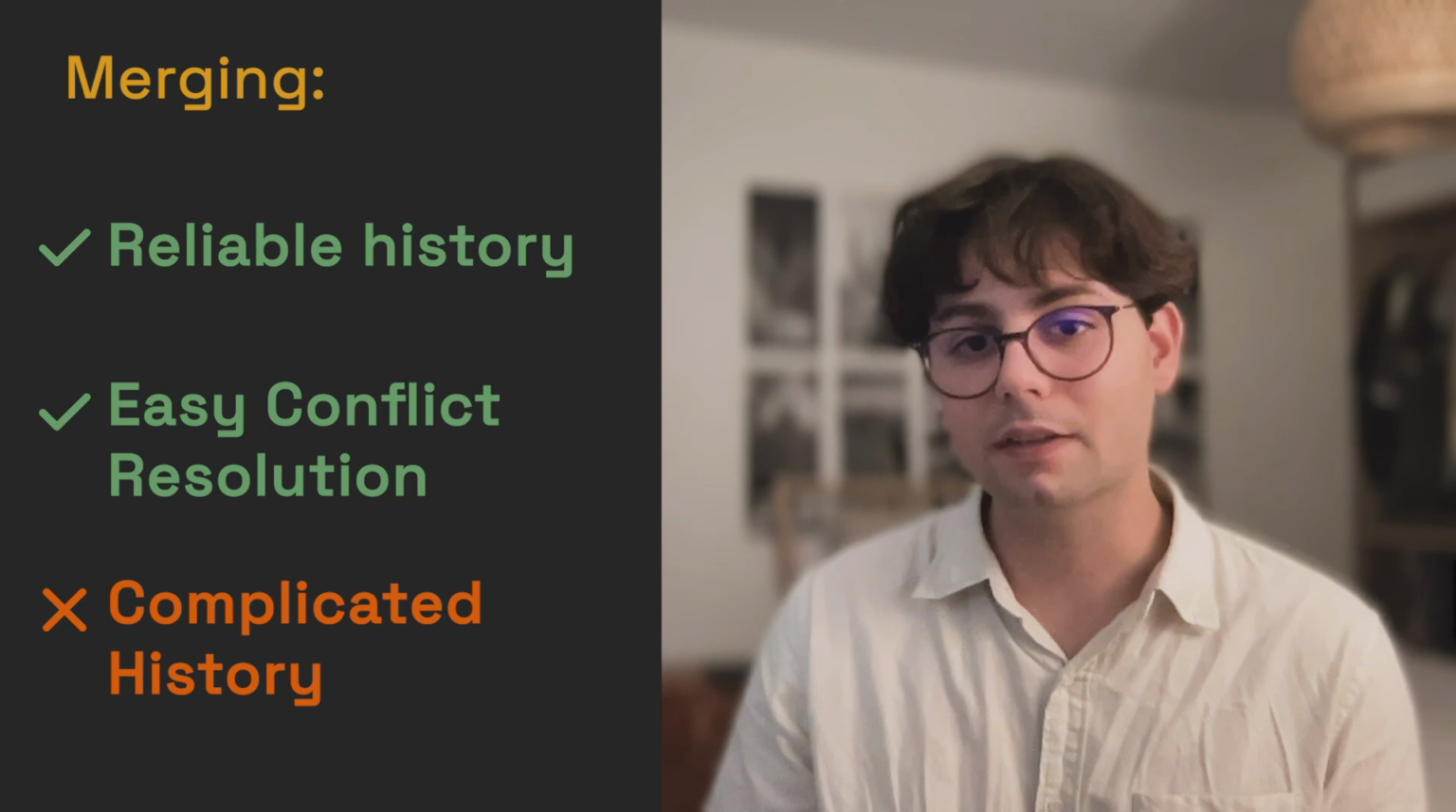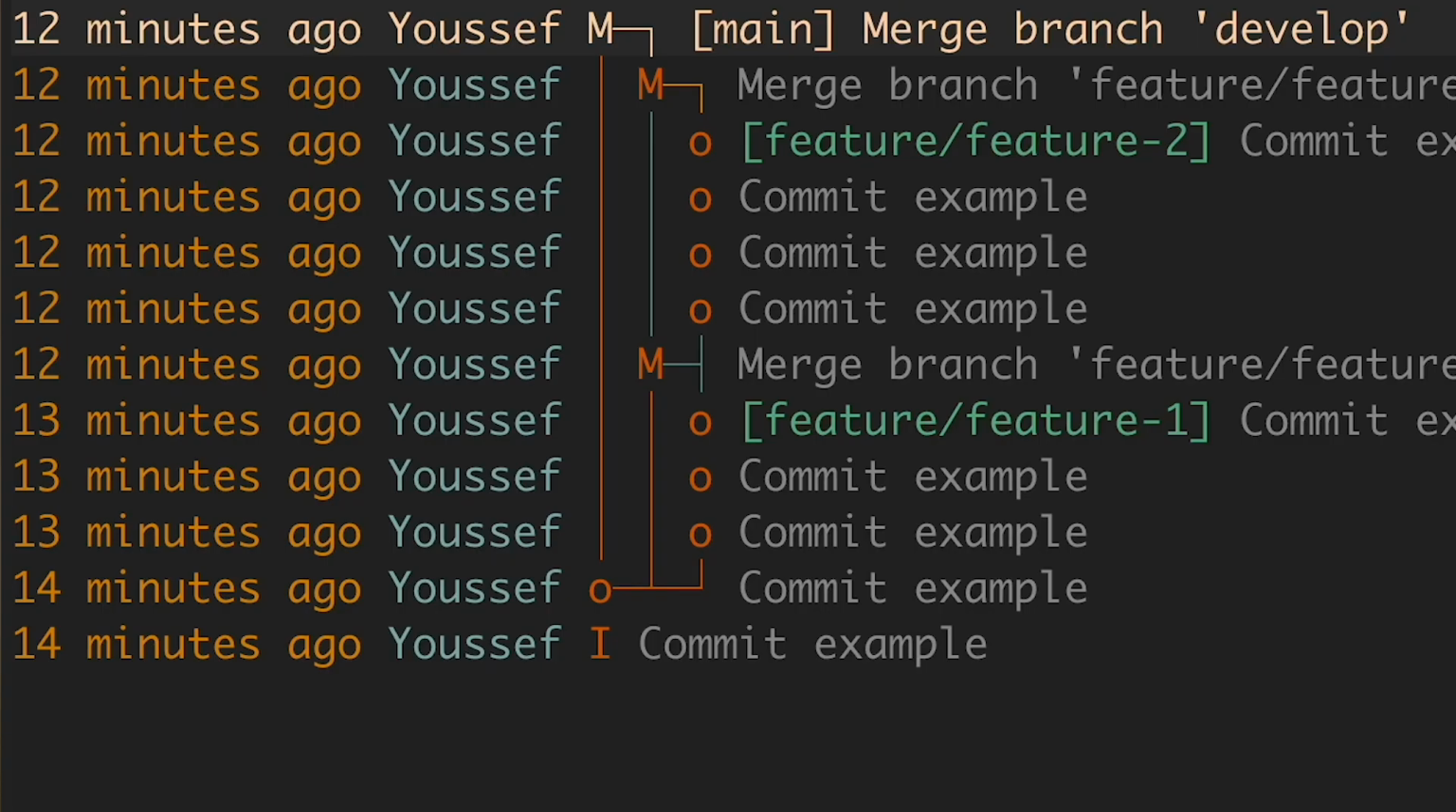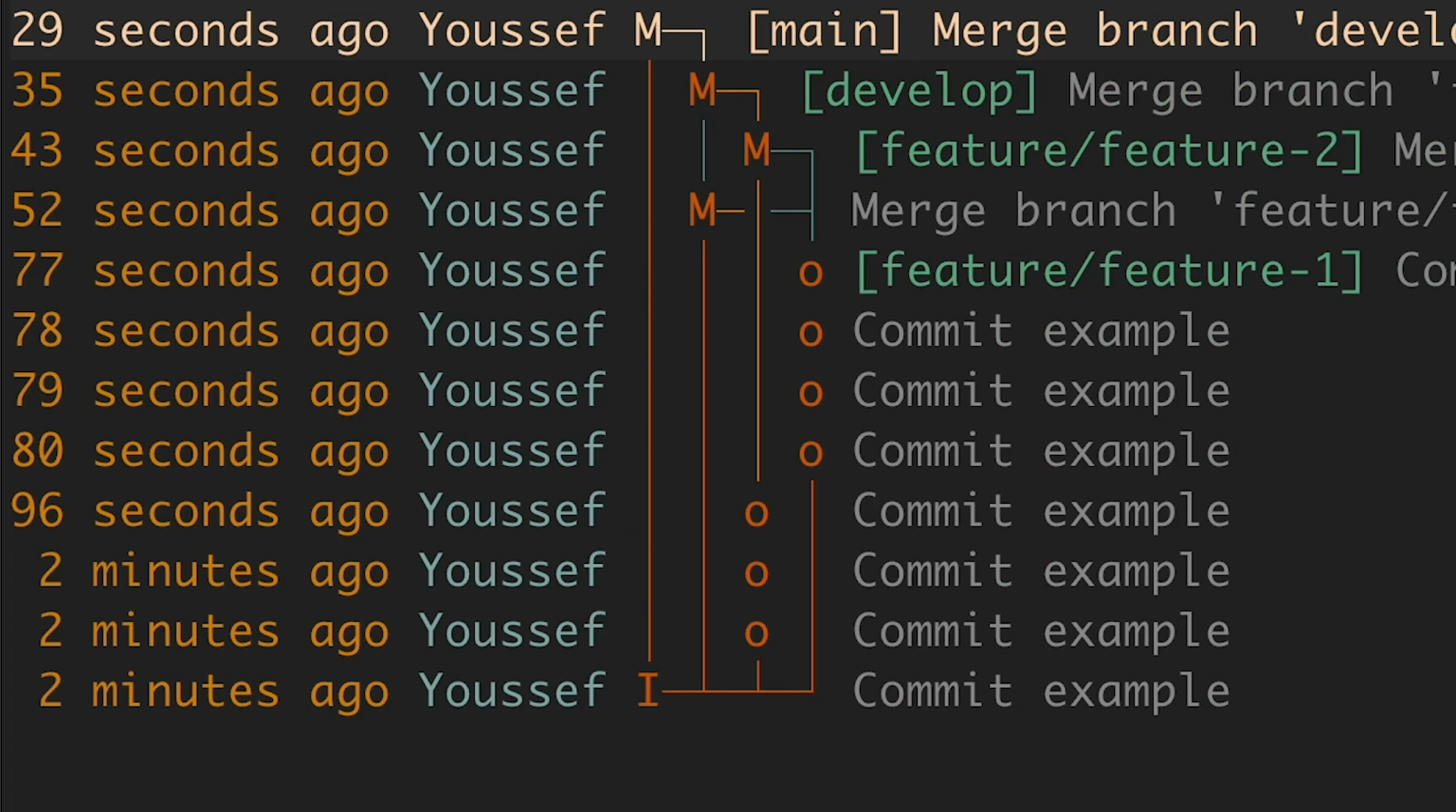Namely, it complicates the Git history. So instead of having two or three lanes, you end up with possibly a lot of them. This is especially relevant if you're working in a big team or working on multiple branches in parallel. This makes it hard to follow through the Git history and can make reverting changes a bit difficult. But thankfully, there is another way.